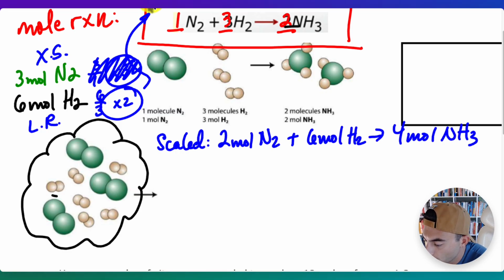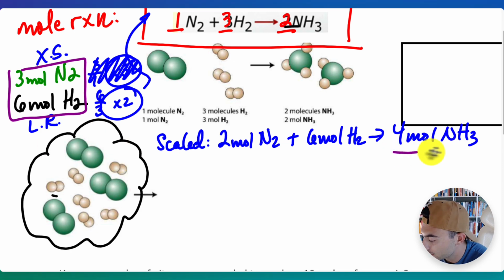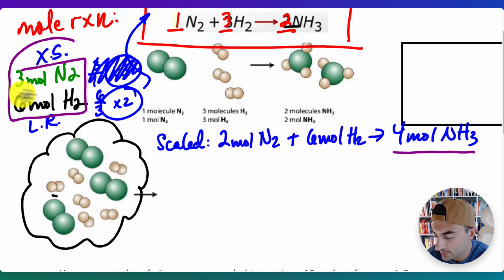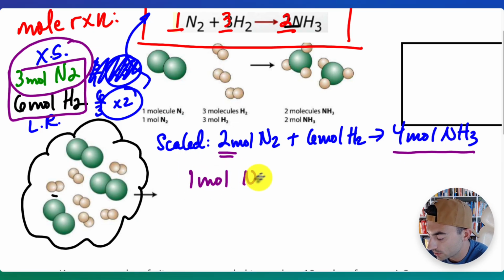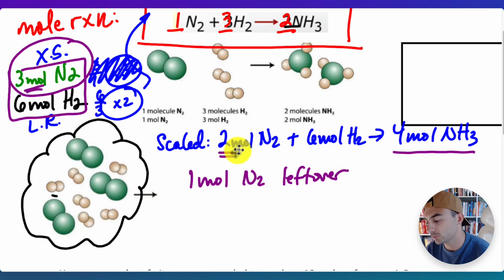So with those 2 amounts, if I combine them together, I can produce up to 4 moles of ammonia. 6 moles of hydrogen are going to be used. That makes sense because that was limiting, so that's going to be used completely. And for the excess reactant, I started with 3 moles, but only 2 moles are being used. So I have 1 mole of nitrogen left over. If I started with 3 and the scaled reaction only used 2 of it, I have 1 mole left over. These are all sorts of questions that we should be able to answer.